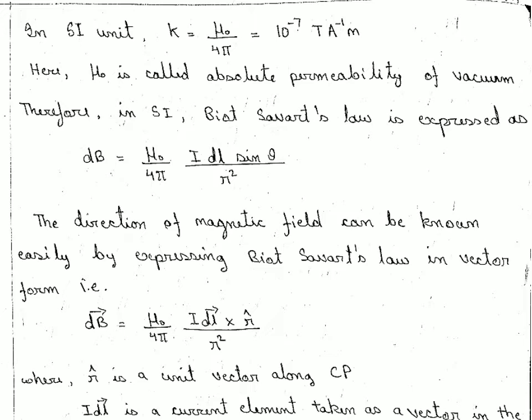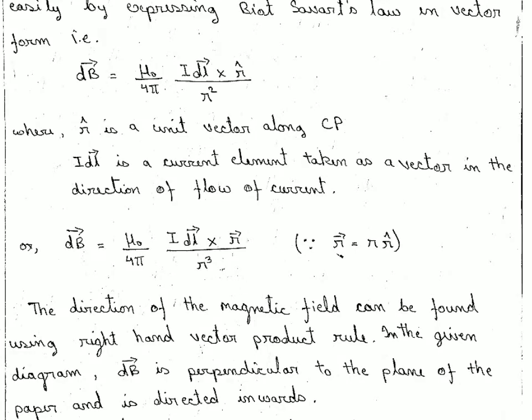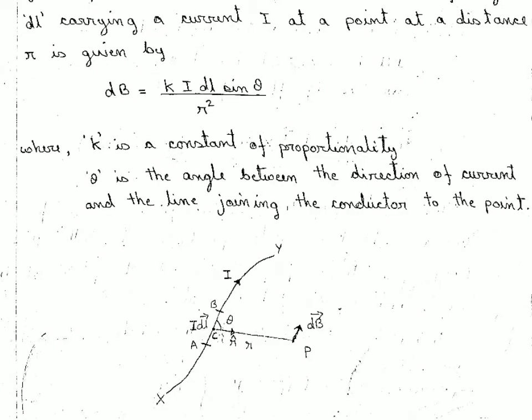That is, in vector form, your Biot-Savart's law is expressed as dB vector, which is equal to mu naught by 4 pi I dl vector cross r cap divided by r square. So here I told you that I dl vector is called the current element, and it is a vector quantity in the direction of flow of current. And r cap here is a unit vector. Okay, it's always directed away from the current element. So here in the diagram, your r cap is along CP, that is from C to P.